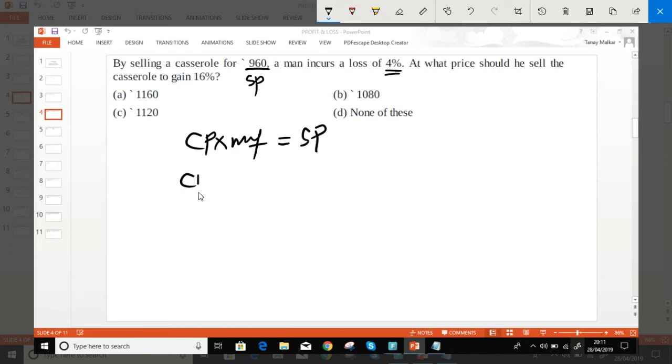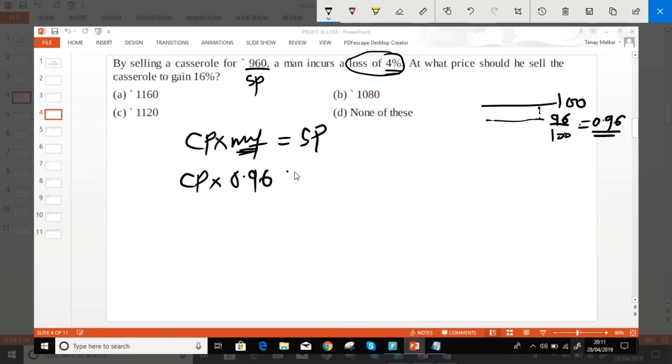Now cost price multiplied by, what is the multiplying factor over here? Here is a loss of 4%. That means a line of 100, at that time a loss is there, so we have to go below 100 by 4. We'll get 96. 96 divided by 100, the multiplying factor that you get is 0.96. So 0.96 is equal to your selling price, that is 960. Therefore, the cost price that you get is 1000.